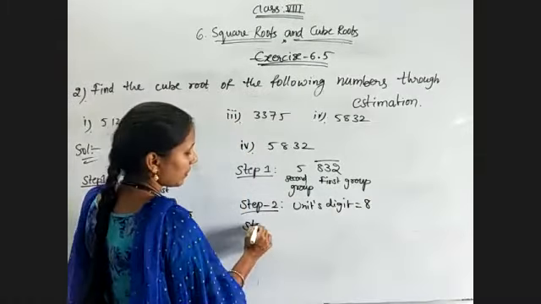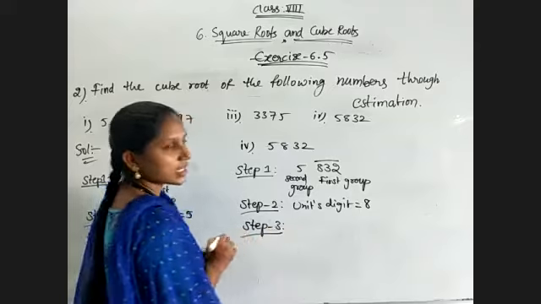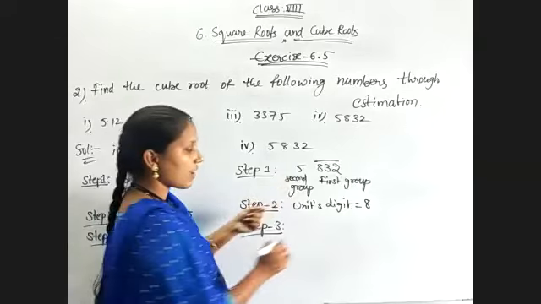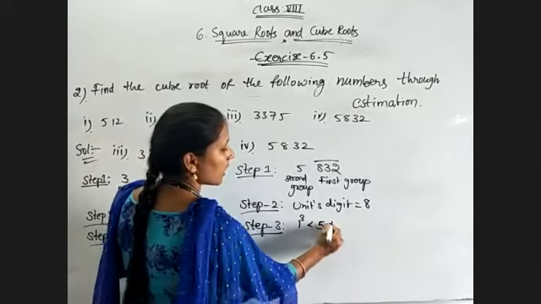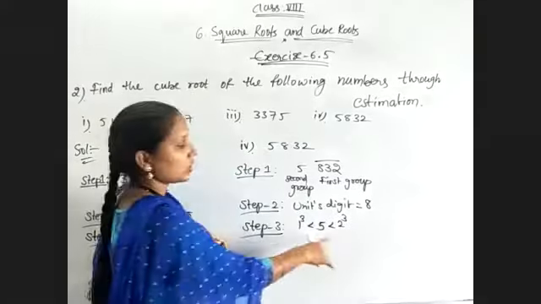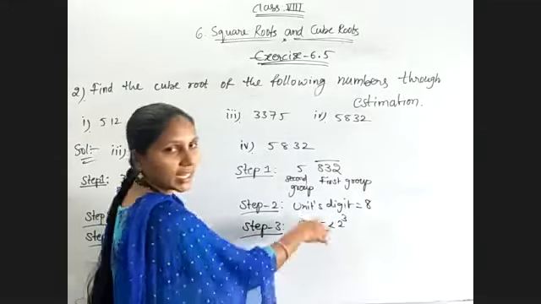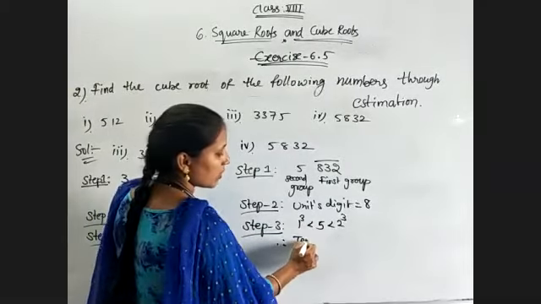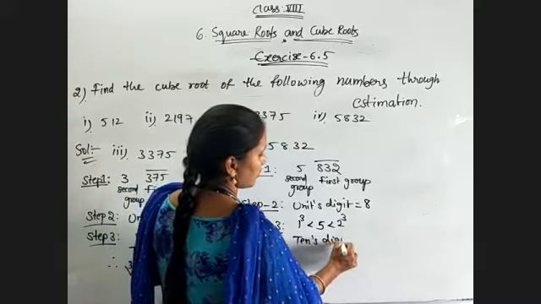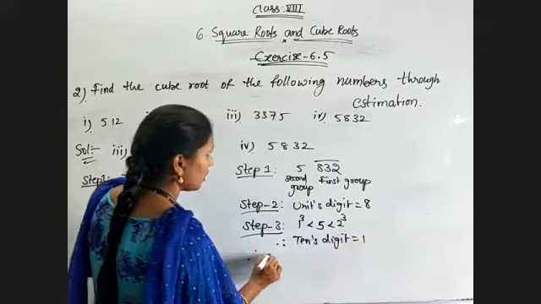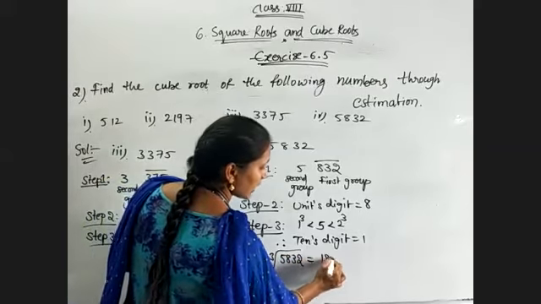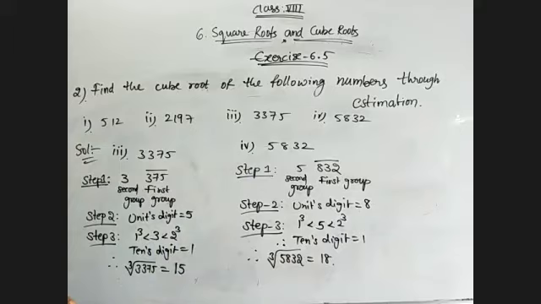And step 3, what is the tens digit we must take? For that we need to consider the second group. The second group is having 5, and 5 is lesser than 2 cube and greater than 1 cube. 1 cube is 1, 2 cube is 8, 5 is lying between 1 and 8. So therefore we have to select the 1 only. Therefore the tens digit is equal to 1. Means the cube root of 5,832 is equal to 18. That's it. Very simple.